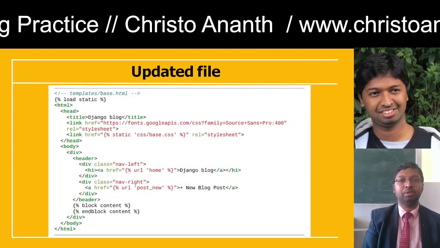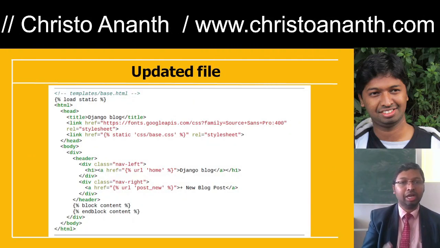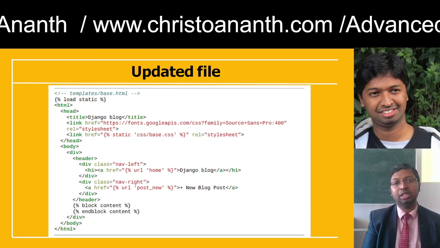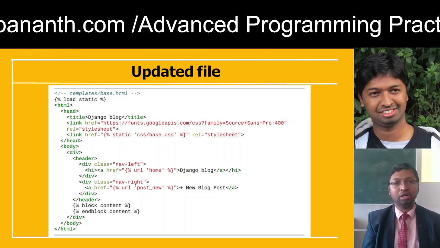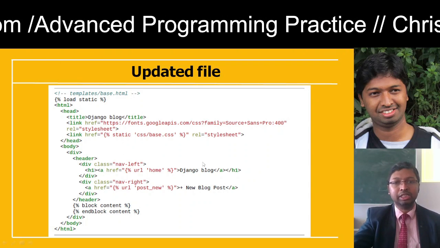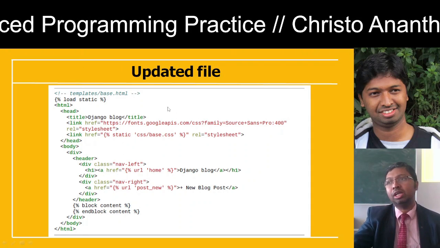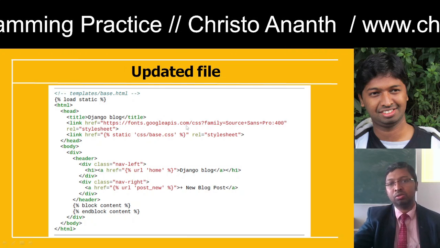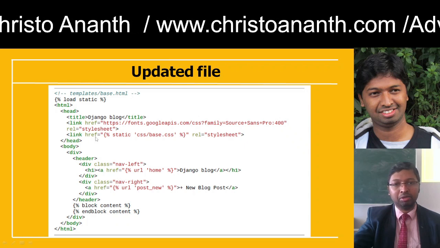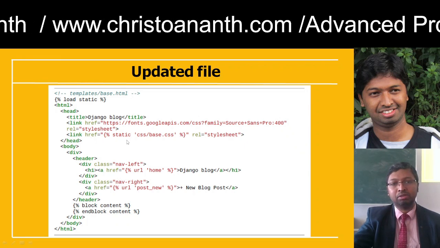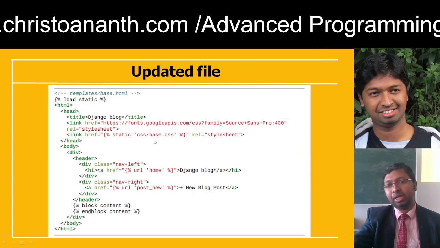In templates/base.html, you'll have the load static. You'll have the HTML tag, head tag, title is nothing but Django blog. Then within the link href, this is the URL that it is going to point to: fonts.googleapis.com/css family. Then rel equal to stylesheet, link href is equal to static css/base.css.